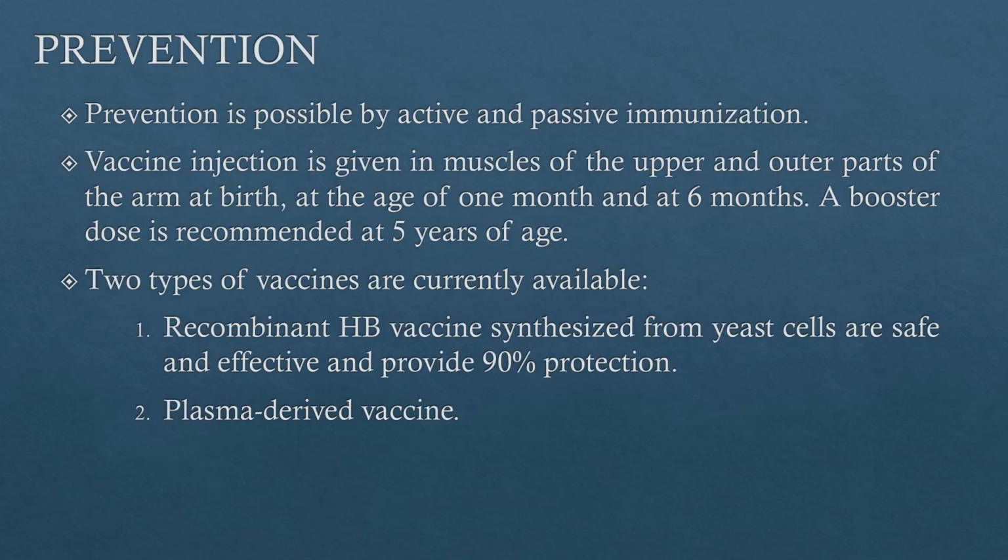Prevention of hepatitis B virus is possible by active and passive immunization. Vaccine injection is given in the muscles of the upper and outer part of the arm at birth, at 1 month, and at 6 months. A booster dose is recommended at 5 years of age. Two types of vaccines are currently available for the hepatitis B virus. Recombinant HB vaccine synthesized from yeast cells is safe and effective, and it provides 90% protection. The second one is the plasma derived vaccine.